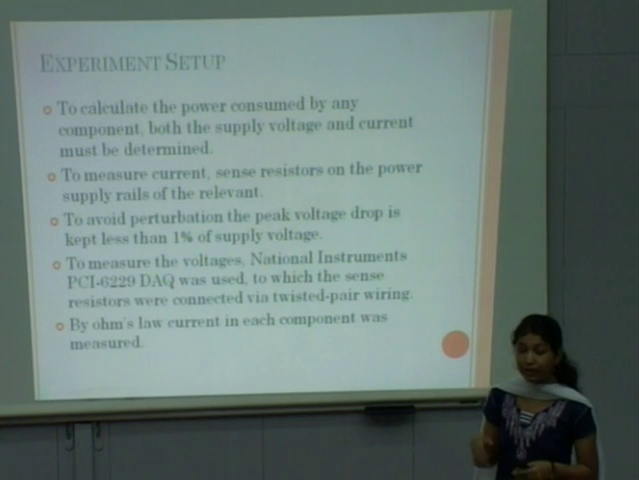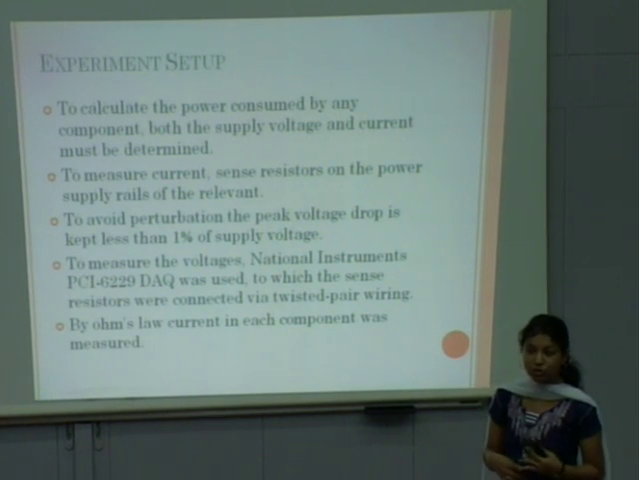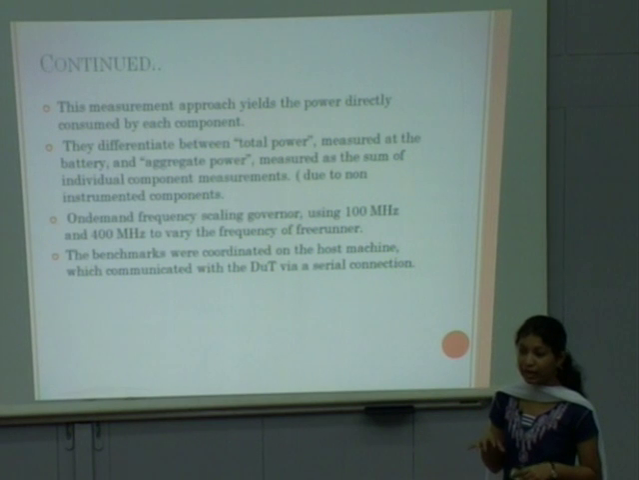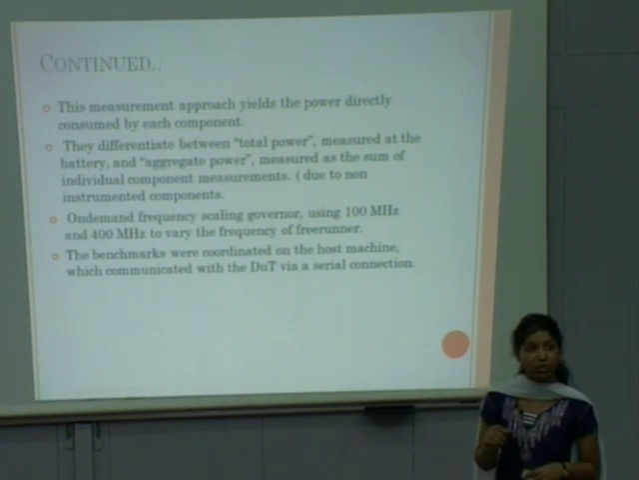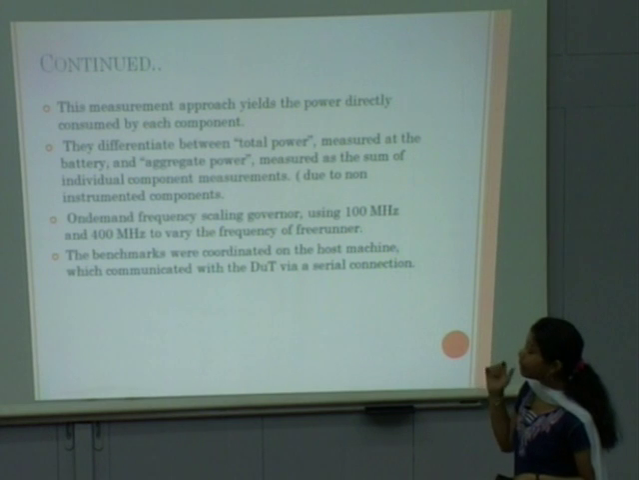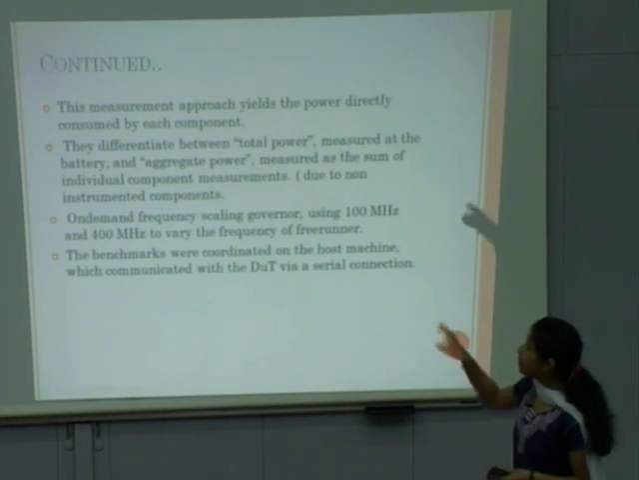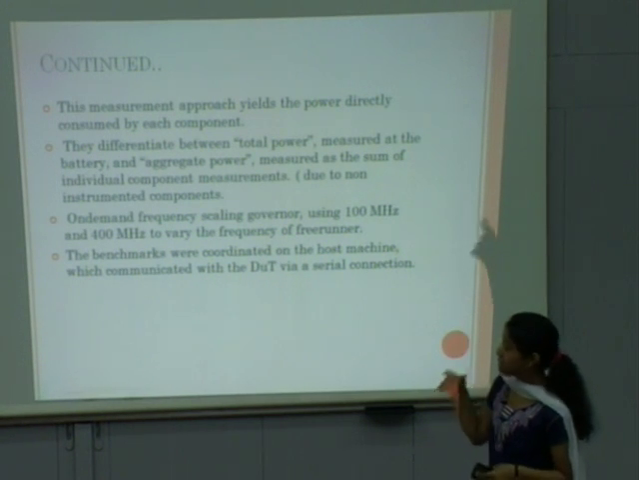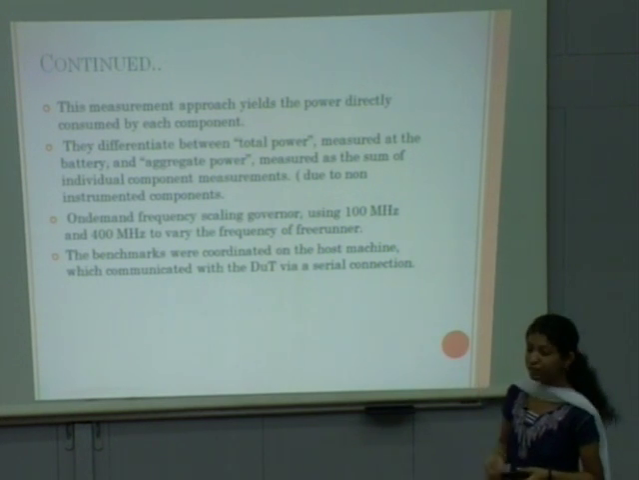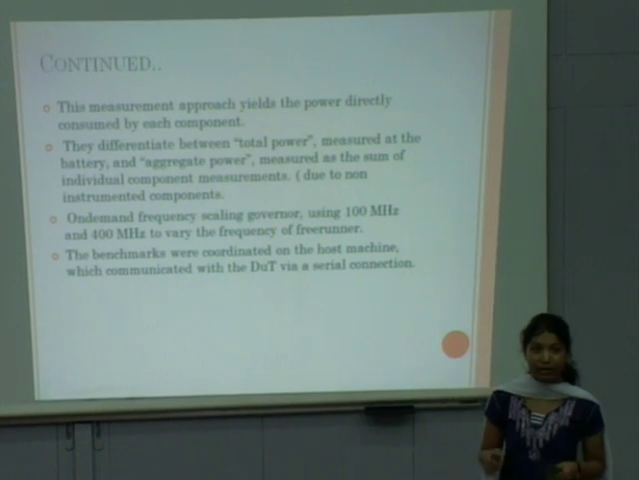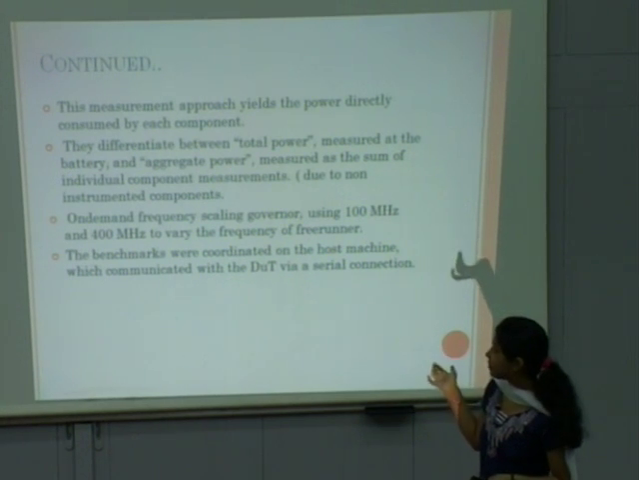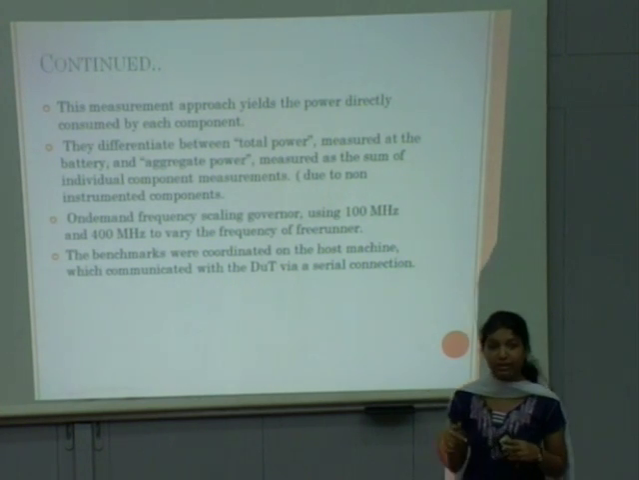Now to calculate the power consumed by a component, both voltage and current should be known at each hardware component. So we'll see some benchmarking techniques which they use to measure the voltage and current, and then to determine how much power each component is consuming. First of all, we'll see some terminologies which they used. The power which we are supplying to the device, they termed the total power, and the sum of the power consumed by all the devices is the aggregate power. These are not the same because of heating and some other external components which we are not considering. The benchmarks were coordinated on the host machine and communicated to the device under test via the serial cable.